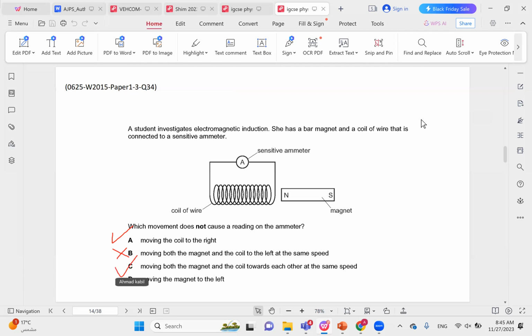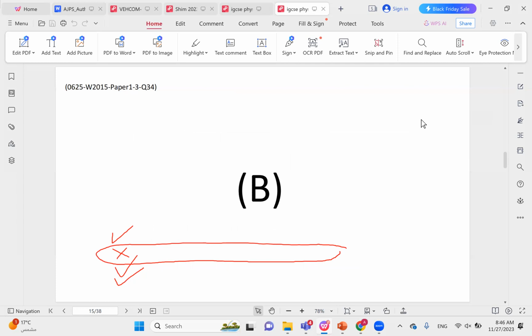Moving the magnet to the left, again, this causes a changing magnetic field because the magnet is getting closer to the wire, so the magnetic field is increasing. So A, C, and D would generate electricity, and would cause the ammeter to show a reading because the ammeter will read a current. The only choice that does not cause a reading on the ammeter is choice B, because there is no changing magnetic field. Since they're moving in the same direction at the same speed, there is no change in the magnetic field. So the correct choice here is choice B.